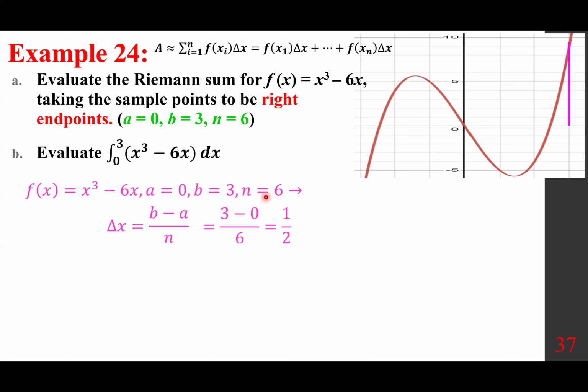And remember what I told you, if you want to easily calculate this, we are going to go from a to b. Draw a line segment from a equals 0 to b equals 3. Since delta x is 1/2, or 0.5, just add 0.5 and then 1. So you have 1, 2, 3, 4, 5, 6 subintervals.